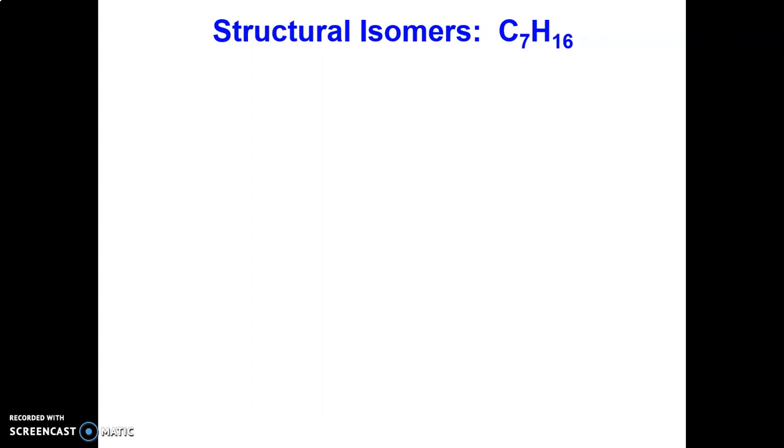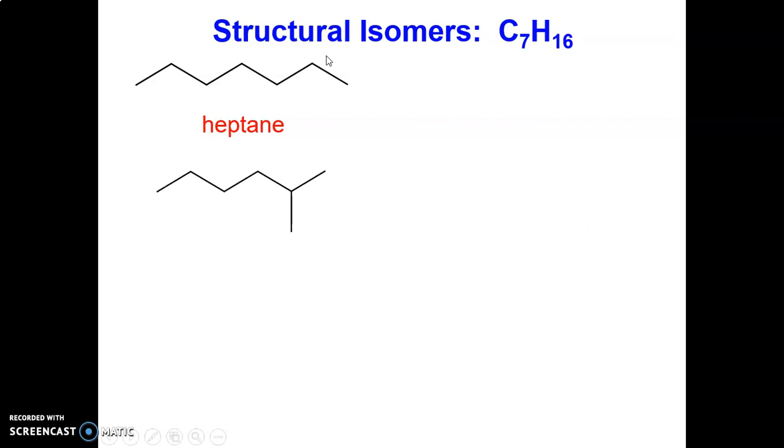Okay, so hopefully you had a chance to give this a try. Simplest place to start is 7 in a row. That's your heptane. That's all you can do with 7 in a row. So what about 6 in a row with a 1-carbon branch? Well, there you go. Try to visualize this.